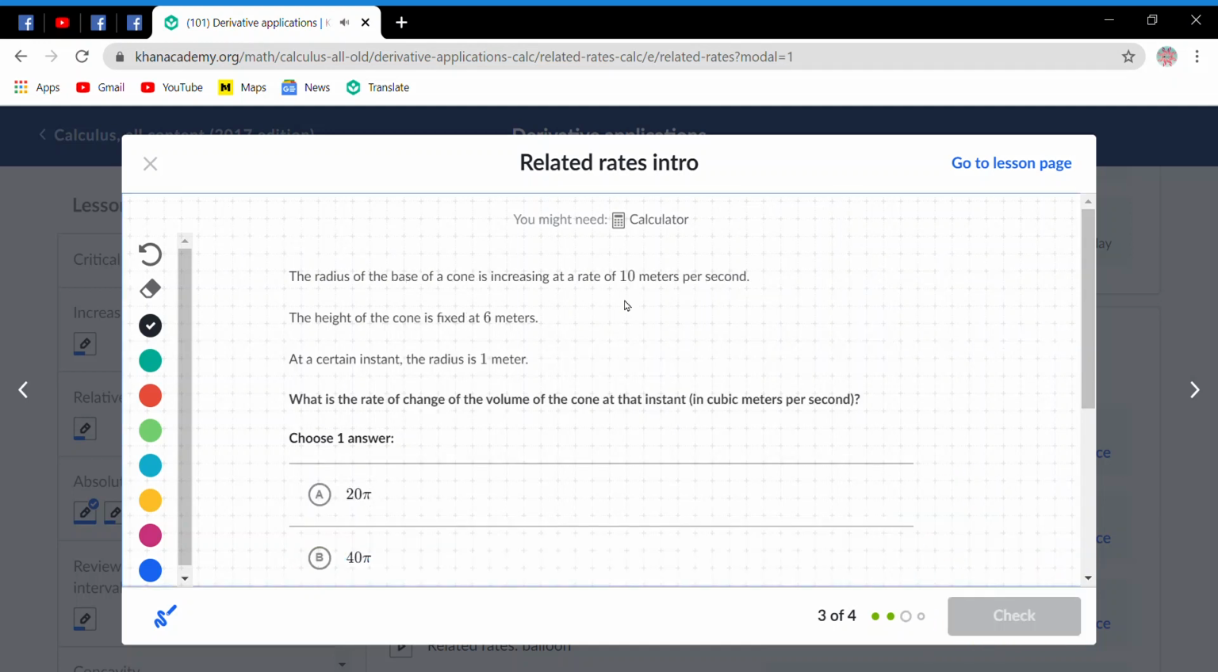Correct? The radius of the base of a cone is increasing at a rate of 10 meters per second.